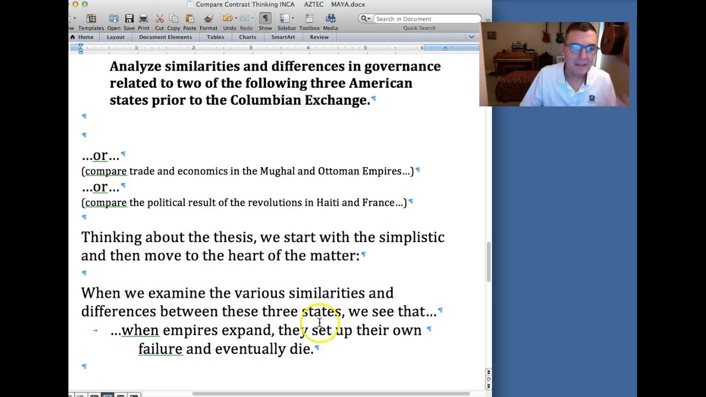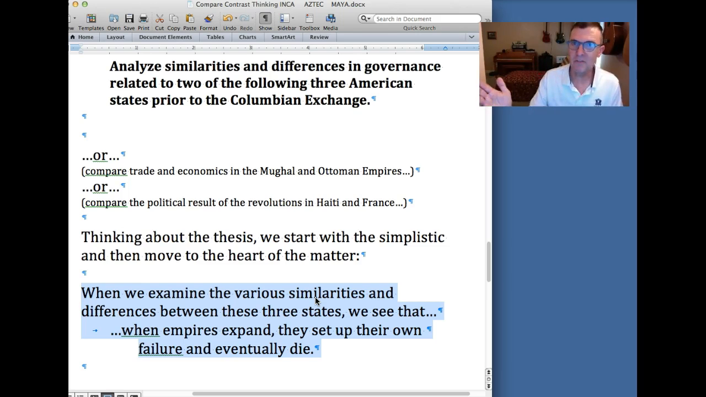We might think in this case, in all 3 of those cases, guess what's happening? The empires are starting to expand, and when empires expand, watch out. They set up their own failure and eventually die. Oh boy, if you said something like that as your thesis, that's beautiful. There's some similarities, there's some differences, but here's what we see that is in common. They all start to expand, and it weakens the essence of who they are.